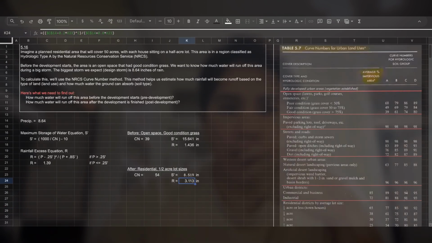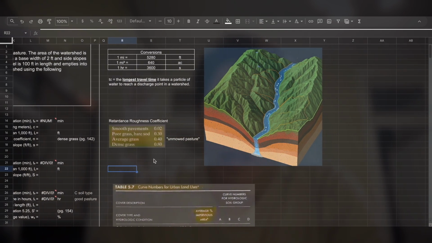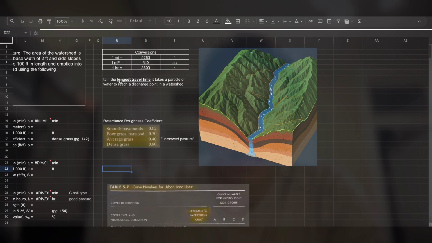Now in this video, video 16, we're going to start learning about what happens to the water that doesn't get lost due to evaporation or infiltration. One big and important part of that is to find the time of concentration. The time of concentration is the longest travel time it takes a particle of water to reach a discharge point in a watershed.